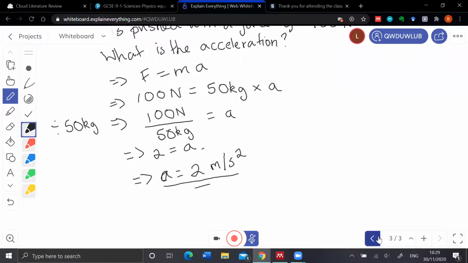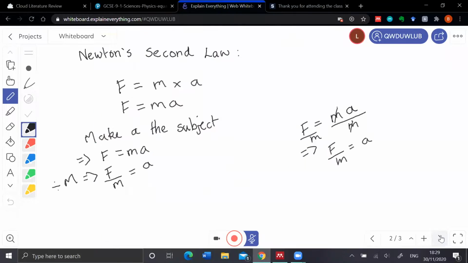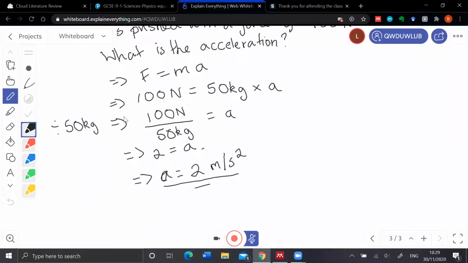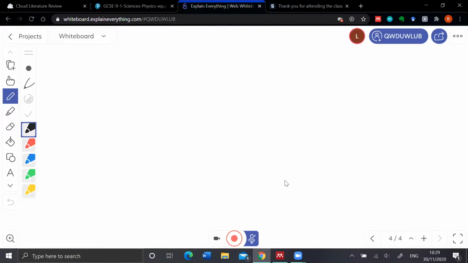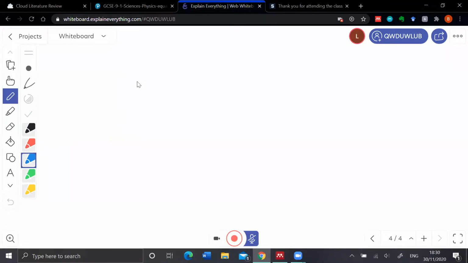Okay, so let's look at another equation. There's lots of equations. Okay, weight, another very common one. We're looking at just 3 variables at the moment. Weight is mass times gravitational field strength. You may not have looked at it like that before. Let's get a new slide. We can have infinite slides, infinite room. Okay, so blue. Okay, so weight.